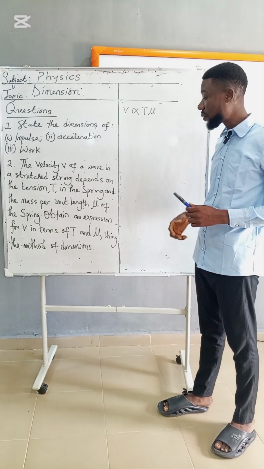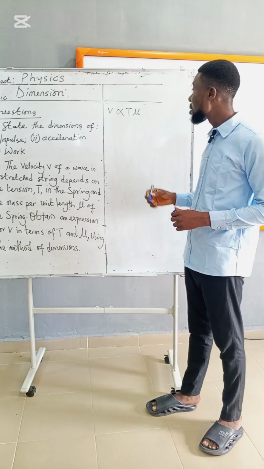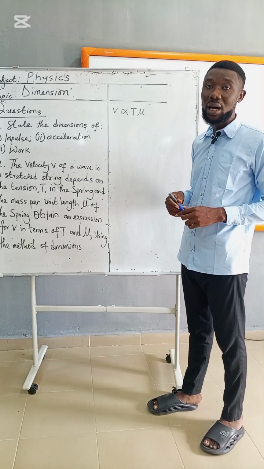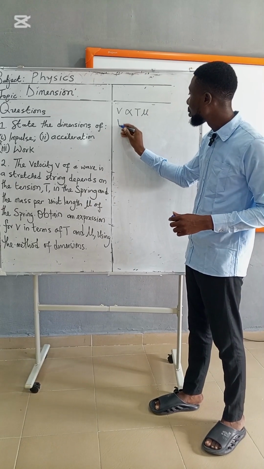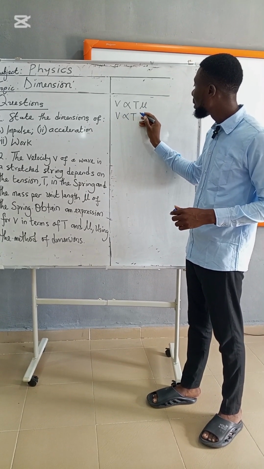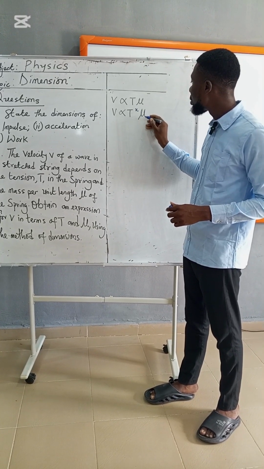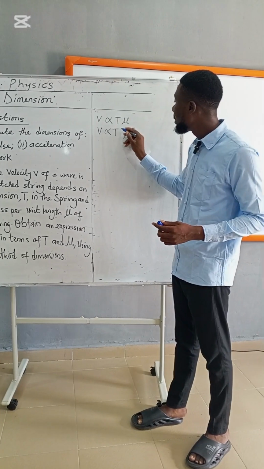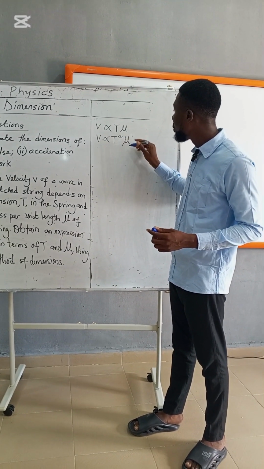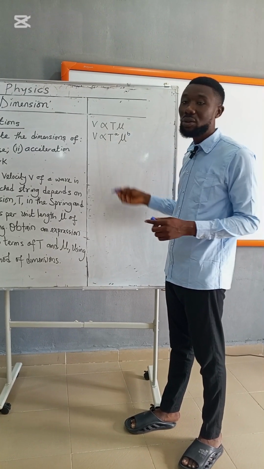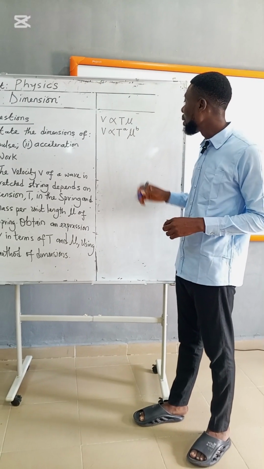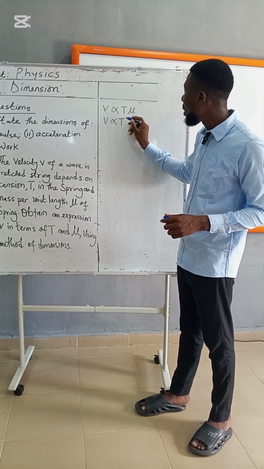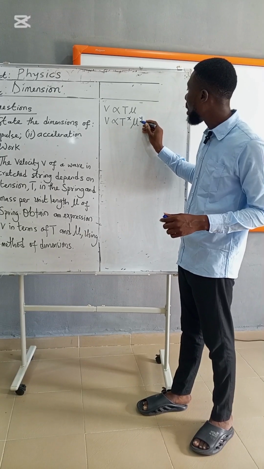And using the method of dimension, it simply means we're going to, first of all, introduce our unknown powers. I can decide to use T raised to power x and mu raised to power y, depending on what you want to use as your power. I can decide to use T raised to power a and mu raised to power b. It's up to you. So I want to use x and y. So I could use T raised to power x and mu raised to power y.